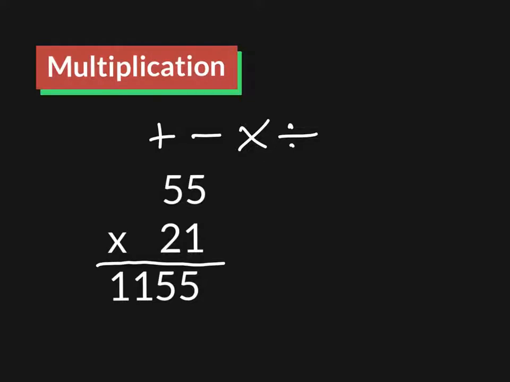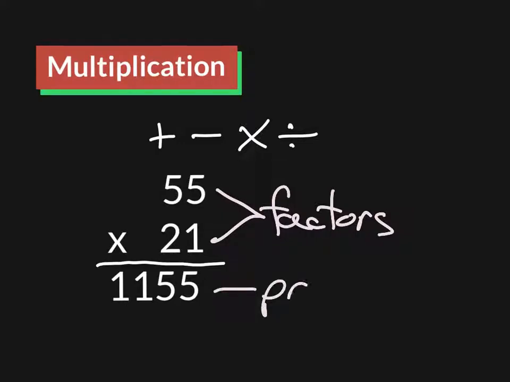In multiplication, the numbers that you're multiplying together are called factors. And the answer in multiplication is called the product.